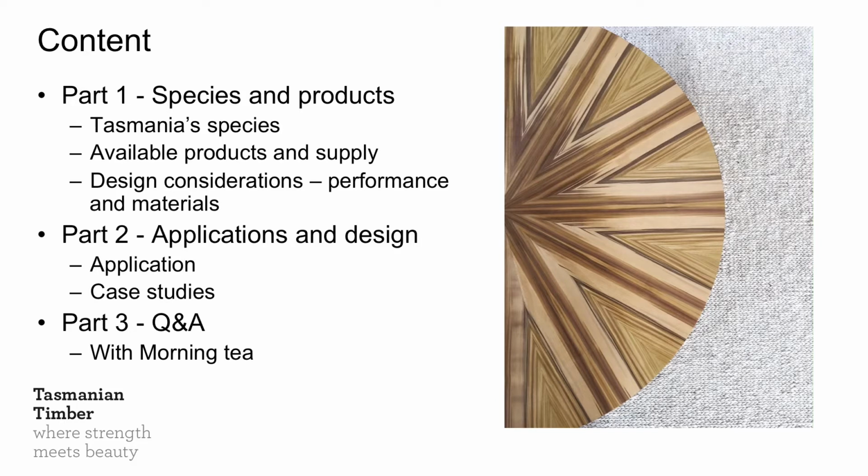So the content today is we want to look at first at species and products. I'm going to take this a little bit to first principles and then back up again. We're going to look at applications and designs, so a range of applications of what the material can be used for and is used for regularly. Then looking at a whole series of projects in which it has been used, from little houses to big public buildings.